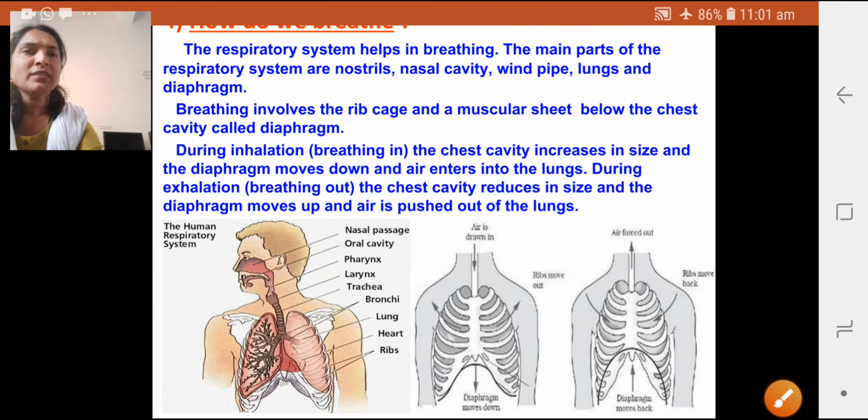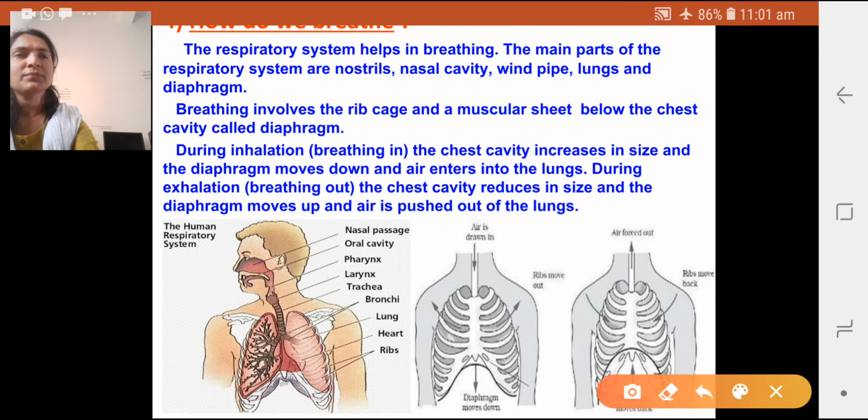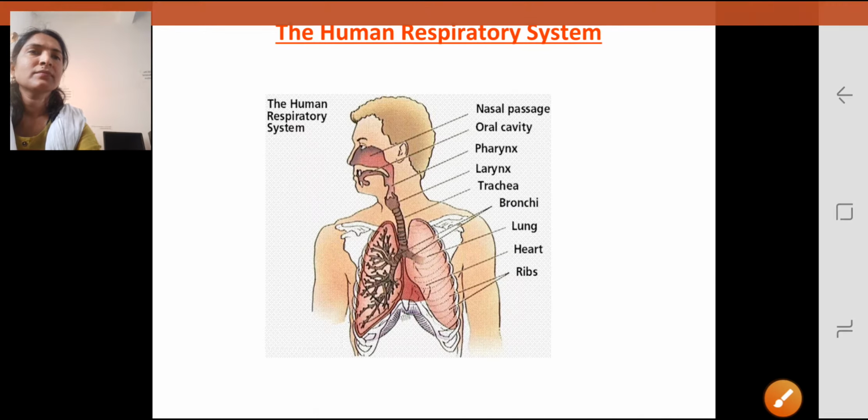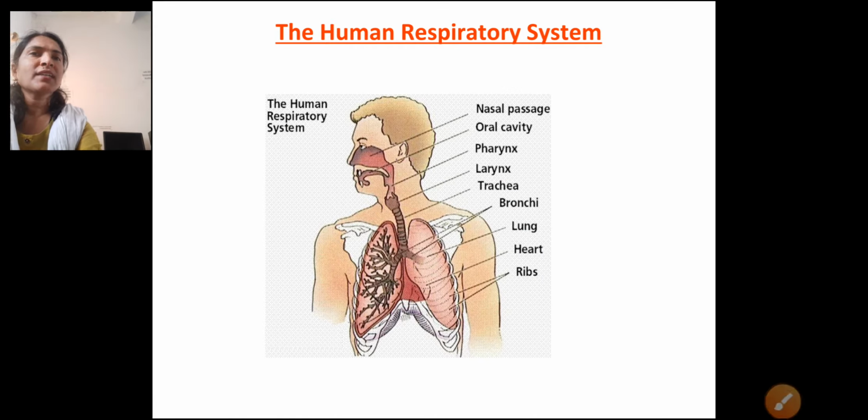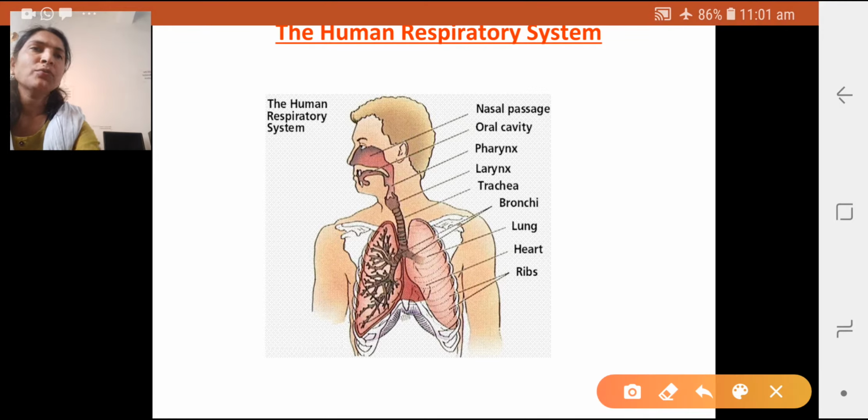So the diaphragm is a muscular sheet which is placed below the lungs. Here is the diagram. Like this, a diagram is given in our textbook also, where you have to practice. I will show all the parts to all of you. Now see here, this is the nasal cavity. Nasal cavity means our nose, and oral cavity means our mouth.